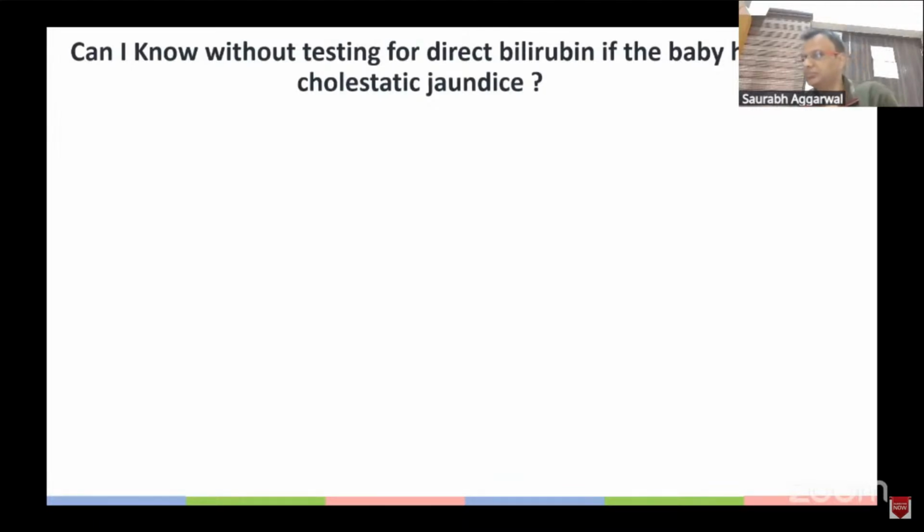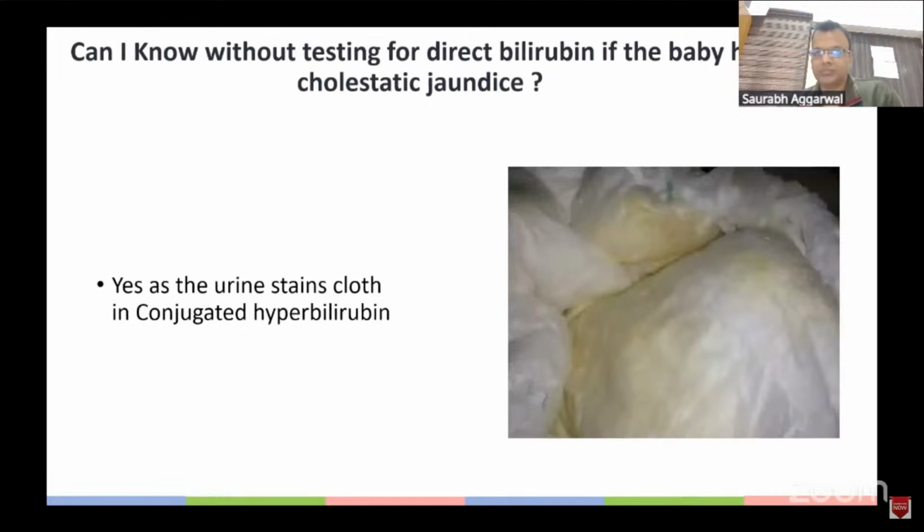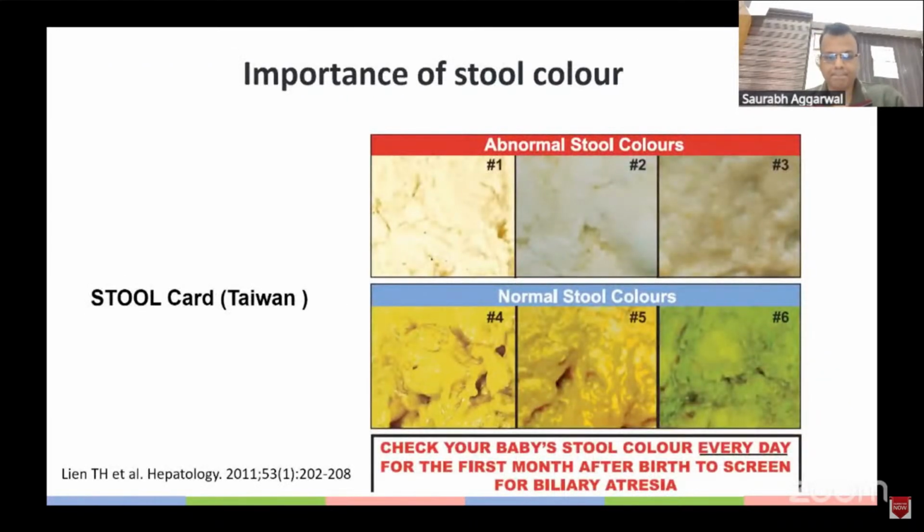Can I know without any testing whether my child is having direct bilirubinemia? Yes, we can predict it. If the urine stains the clothes or the diapers, then most probably the child is having conjugated hyperbilirubinemia. Another important thing to consider is the stool color. This is the Taiwan stool card. There are six gradings starting from 1 to 6. Grades 1, 2, and 3 are abnormal stool colors and suggest cholestasis, and the normal stool colors are depicted in the column of 4, 5, and 6.